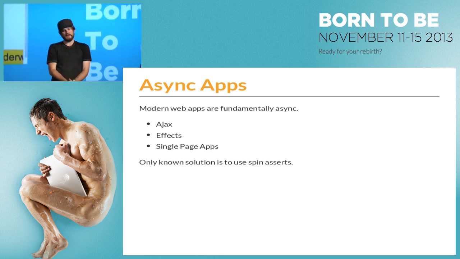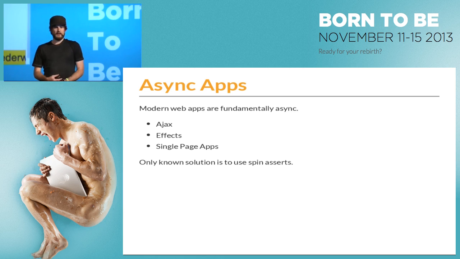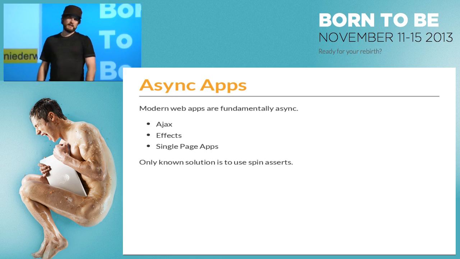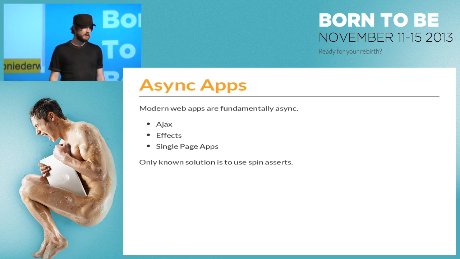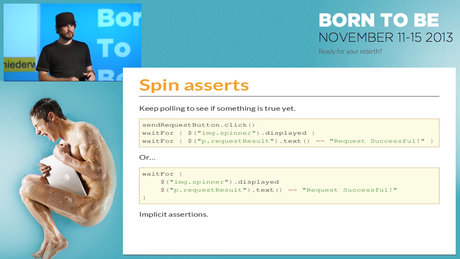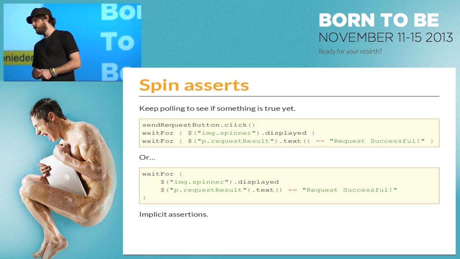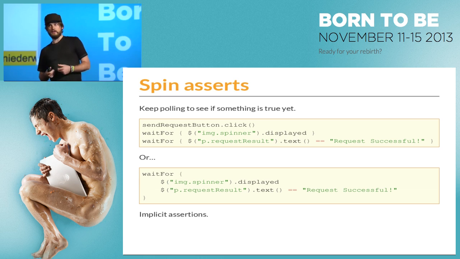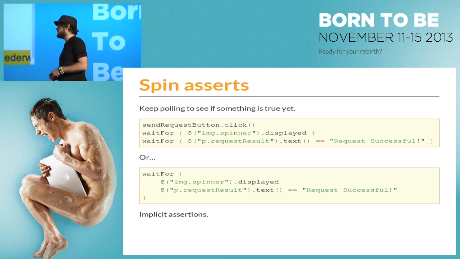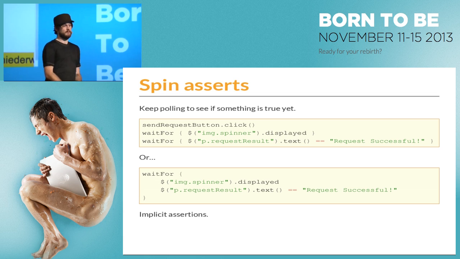All right, so async, this is the really hot topic in trying to functionally test apps these days. Modern web apps are hugely asynchronous. Lots of AJAX going on, lots of effects. Anytime you have an effect, you now have asynchronicity in your application. You can't ask for that text until it's finished animating in. Single page apps are just riddled with asynchronicity by nature. And this is a really hard problem to solve categorically. The only known solution to this problem is to use what's called a spin assert. A spin assert is where we literally keep trying something for a certain amount of time, keep waiting for something to be true, and we time out if we've waited for too long.